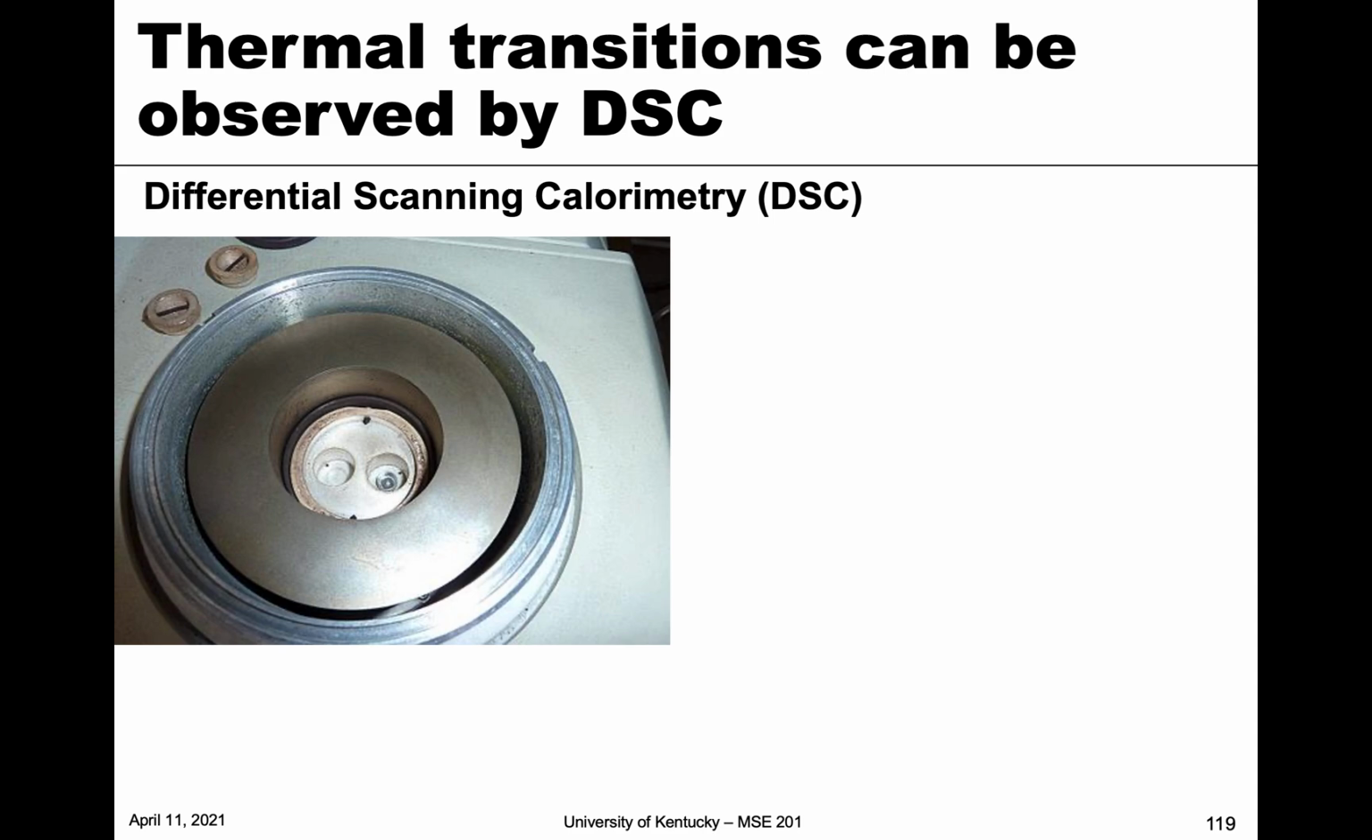All right, and the last one I want to talk about is probably the most common, and that is to look at the actual thermal transitions using a technique known as differential scanning calorimetry, or DSC. So I've got a picture of a DSC here, and basically what you see is one big furnace, and it has two chambers. You see one here and one here.